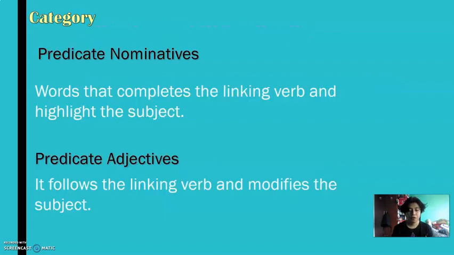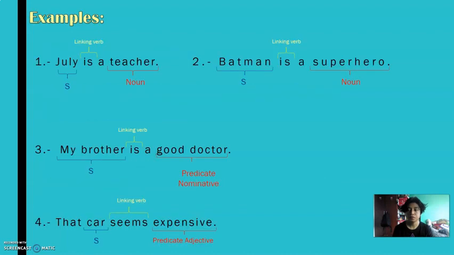Okay, we have two categories. We have the predicate nominative, which is words that complete the linking verb and highlight the subject, and we have the predicate adjective, which follows the linking verb and modifies the subject. Okay, this part is very clear. We have examples about this topic.